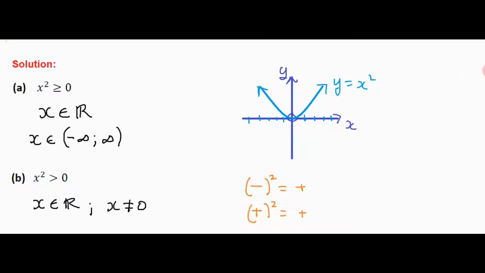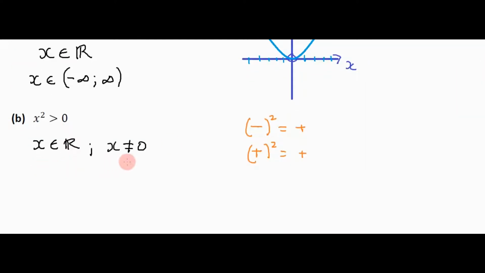We can once again express this in interval notation as follows. So x will be an element of these two intervals. The first one will go from negative infinity to 0, but excluding 0. So we use round brackets to exclude 0. X will be an element of this interval together with this interval from 0, but once again excluding 0, to positive infinity.